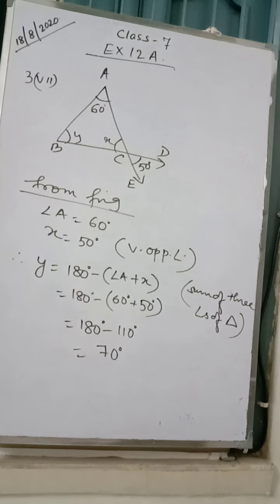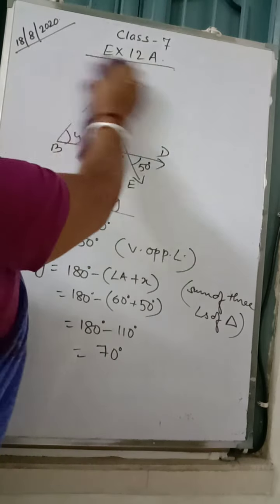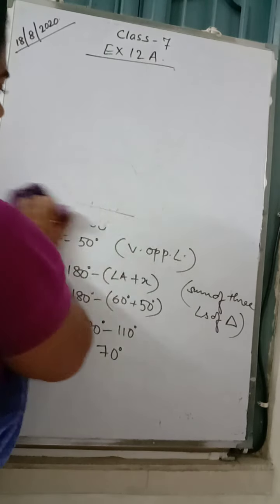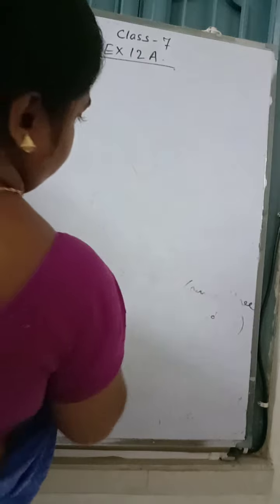Then you can see the next figure where you have given AB is equal to AC. It means triangle ABC is an isosceles triangle. What we have learned? In isosceles triangle, base angles are equal. So that's what X and Y both would be equal.